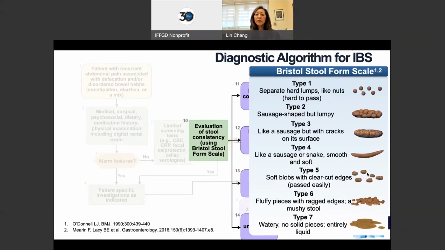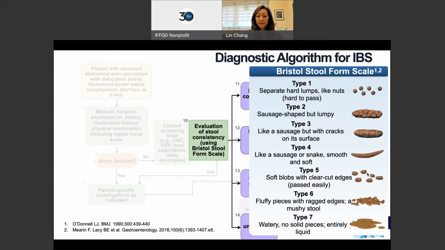Okay, so we use the Bristol Stool Form Scale to define IBS bowel habit subtype. We want to do the bowel habit subtyping because a lot of the treatments for IBS normalize stool form and bowel habits. So we have the Bristol Stool Form Scale, widely known as 7 different types. This is the range which we see in the general population, and we define IBS-C, IBS-D, and IBS-M by the predominance of the stool type.